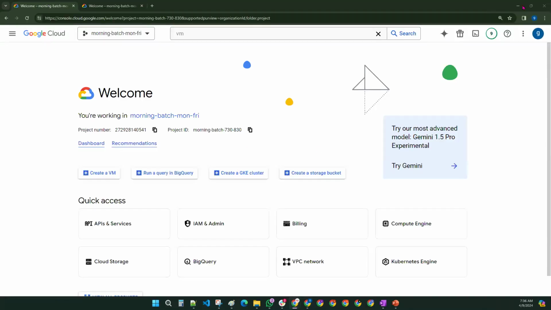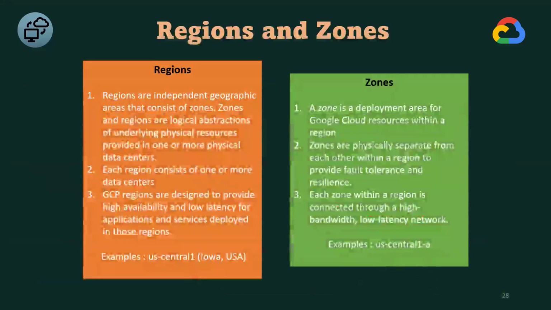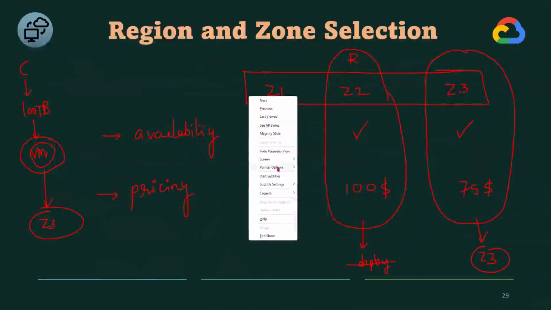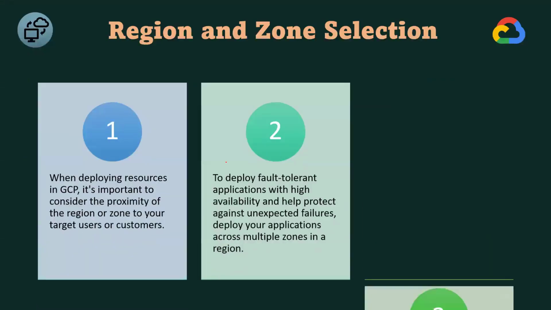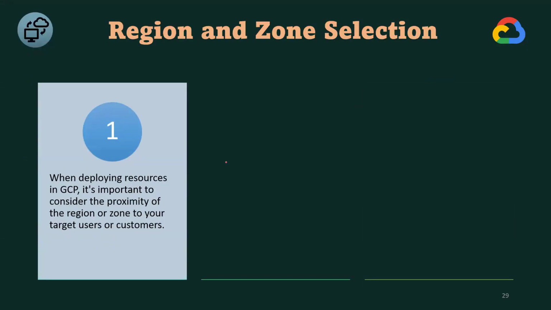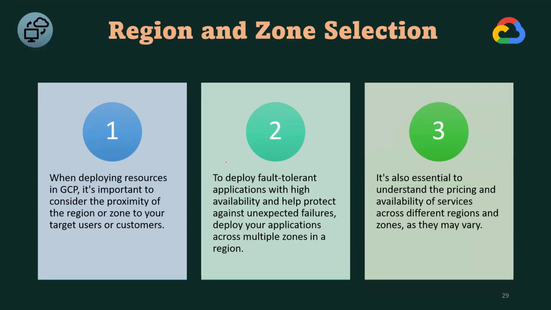Whenever we want to create any resource in the GCP, understanding the regions and zones is very important. Look here. This is our first point, this is our second point, this is our third point. What does our first point say, guys? When deploying resources in GCP, understanding the proximity of region and zone to your target users and customers is very important. Deploying the resources with multi-zones and multi-regions avoids unexpected failures. It is essential to understand the pricing and availability of the services across different regions and zones, as they may vary.